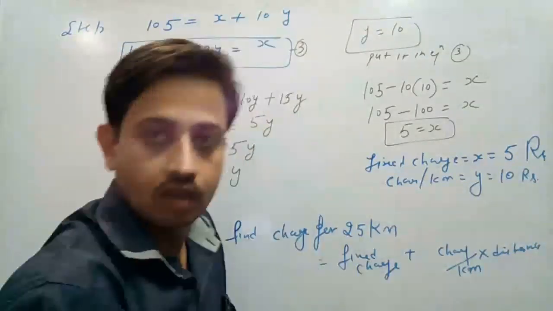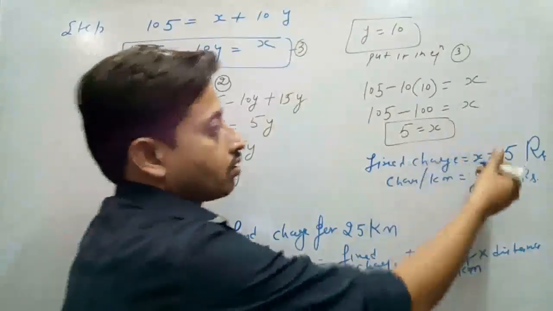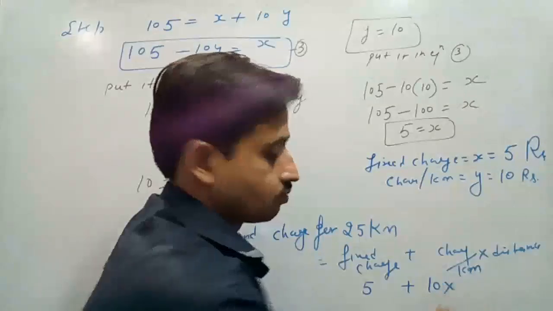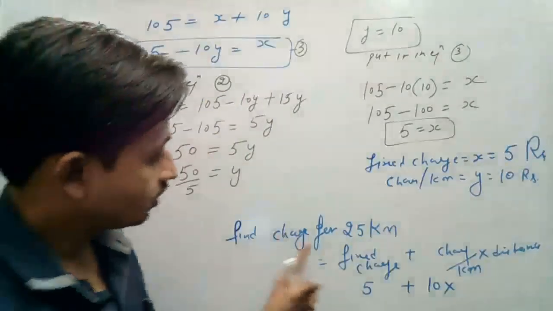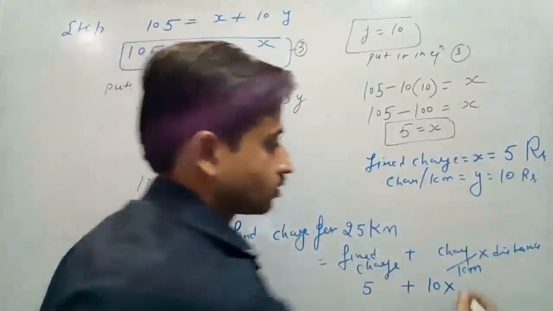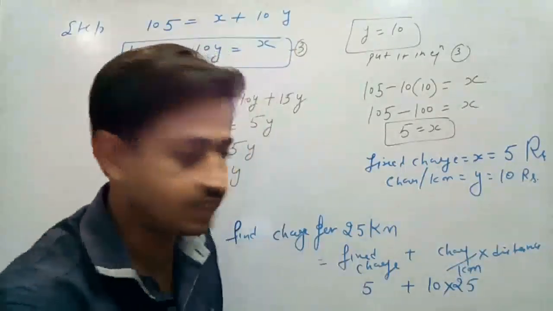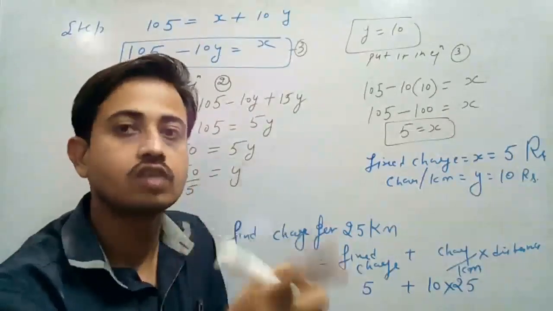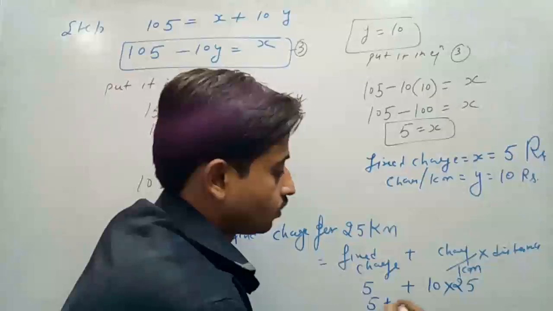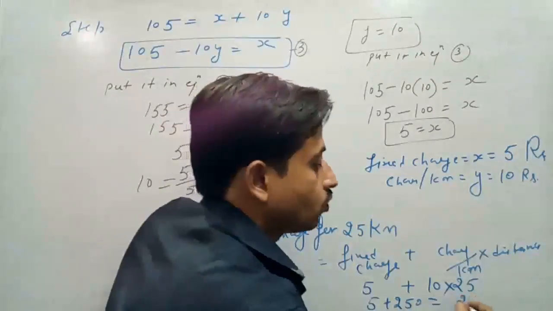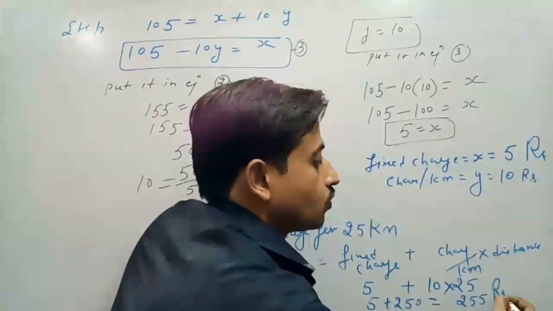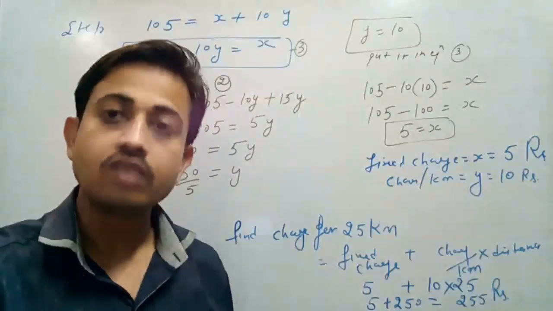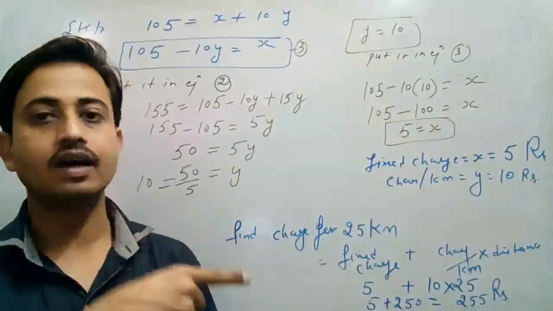How much distance did we cover? We know the fixed charge is 5 rupees, and the charge per kilometer is 10 rupees. We covered a distance of 25 kilometers, so 25 is the distance. So 25 into 10, we get 250, plus 5, which is equal to 255 rupees. This is the total charge for the distance of 25 kilometers. Please make a note.